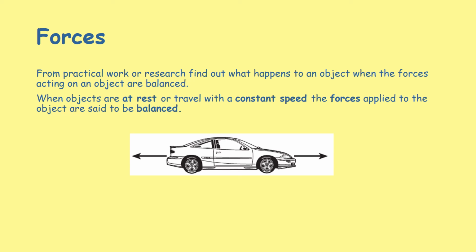For example, we have a car just here. This car could be going at 30 miles an hour, for example, and if it was going at a constant speed, the forces applied to it would be balanced. We have two forces just here, the frictional force and the engine force on the car. We can see that the frictional force is 2000 newtons and the engine force is 2000 newtons. Therefore, the forces are balanced and so the car will carry on going at the same speed. If we increase one of these forces, the car will either accelerate or decelerate.